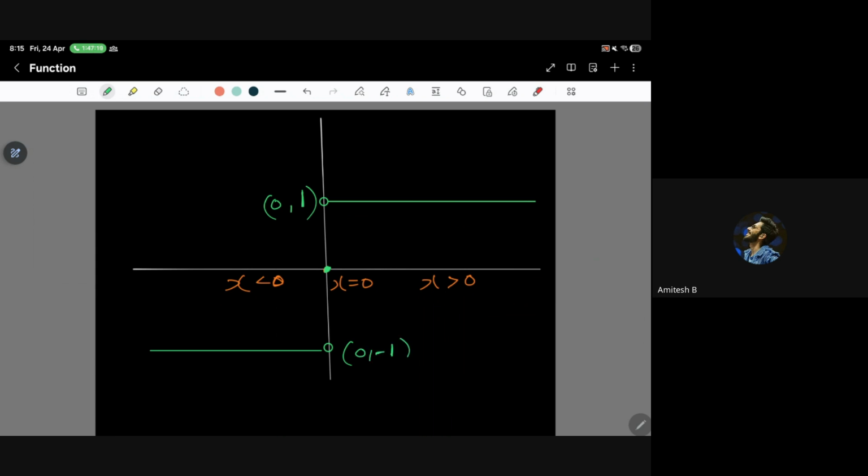So this is the graph of the signum. This, then 0, and then always 1. At x equal to 0, you have to mention a hollow circle, that there is no value at x equal to 0 because you have it already. Yes, any doubt here in this graph, signum graph?